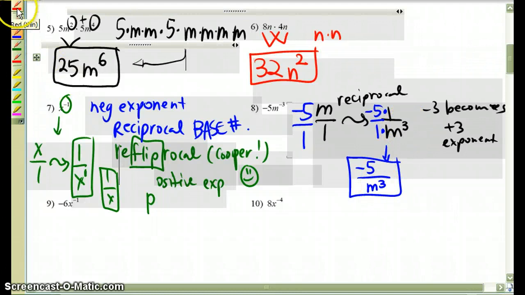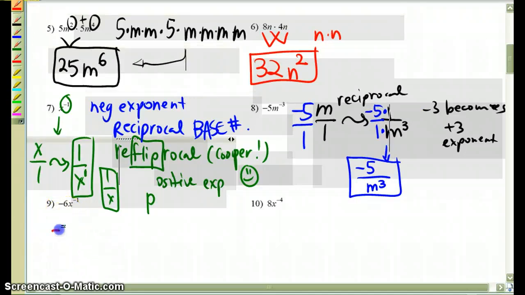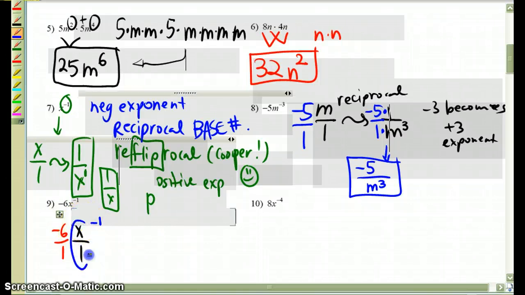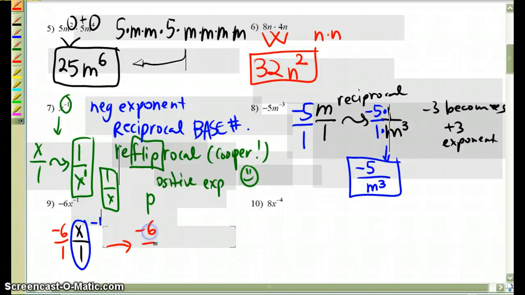Number 9 is very similar to number 8. The negative 6, I can write it as a fraction. I'm going to write x as a fraction as well. And then here I have a negative 1 as my exponent. So I do want to find the reciprocal of this base number. And the base number is for this one. So I'm going to flip that one. So I still have negative 6 over 1. Now 1 over x is the reciprocal. And then instead of a negative 1 as an exponent, it's going to be 1.